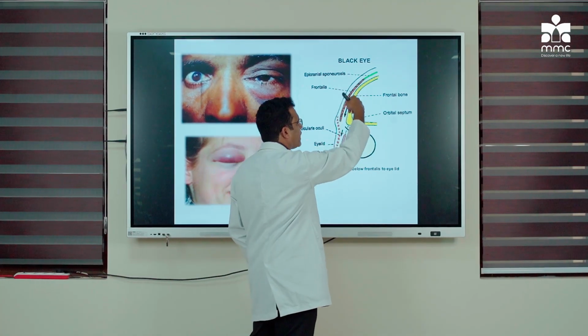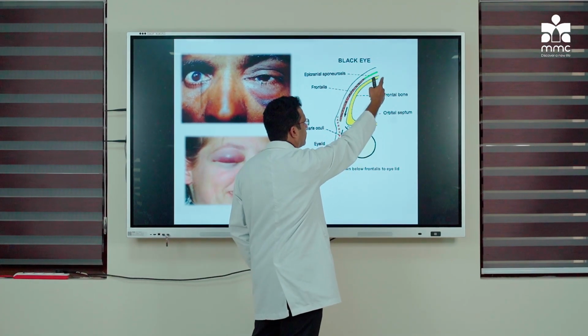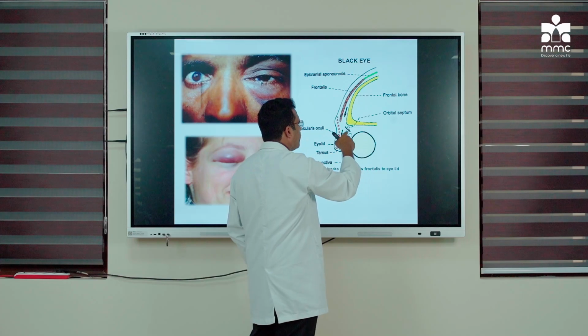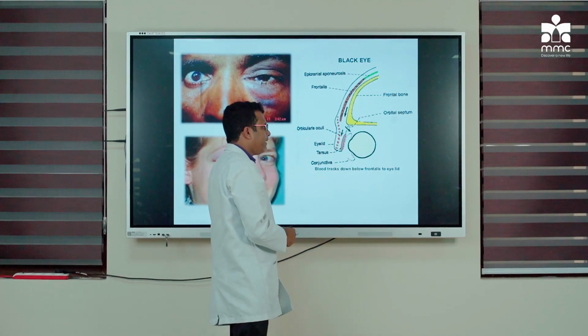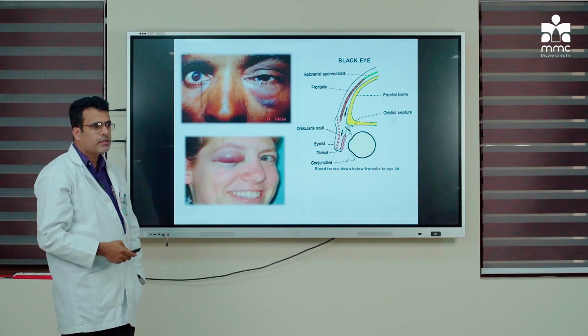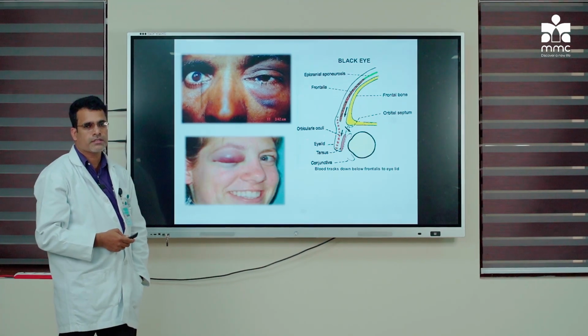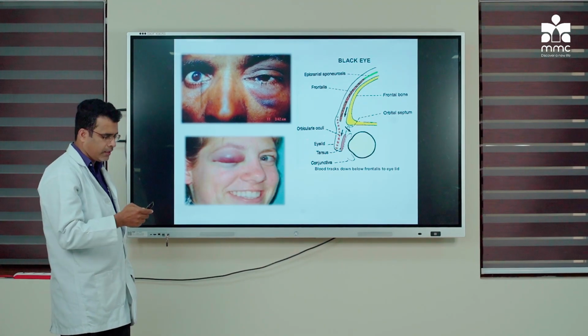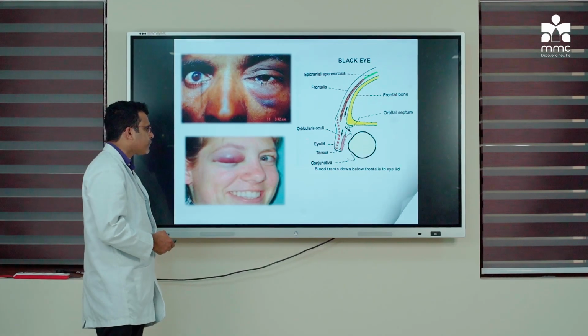direct communicative space between the fourth layer and this periorbital space and upper eyelid. So that's the anatomical basis for the formation of a black eye. This is a very important clinical significance related to the fourth layer or loose areolar layer.